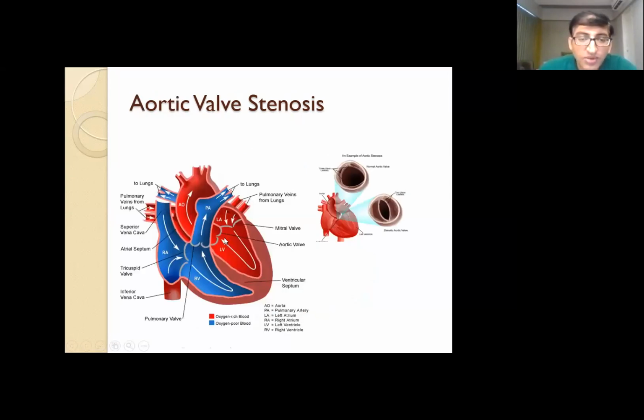Similarly, on the aortic valve side, the aortic valve is normally a tricuspid valve. It opens up fully. Sometimes it is bicuspid and stenotic, as a result of which there is stenosis of the aortic valve, and depending upon the severity of the aortic valve stenosis, the left ventricular hypertrophy can be accordingly.